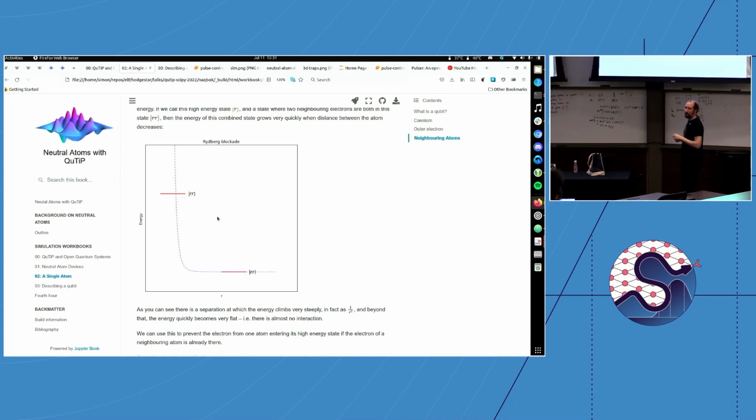So this is what you were saying before, where you put one atom or two atoms into the R state, so now you have these two electrons blockading up against each other. Yes. Well, you prevent it from putting two, which is what gives you the interaction. Right. So they're interacting. So now let's say you're trying to do that CZ gate, right?